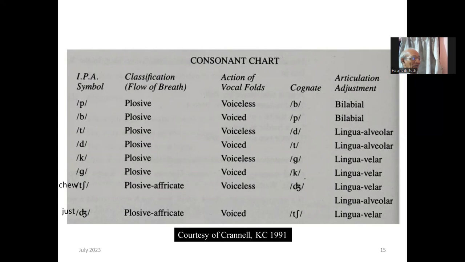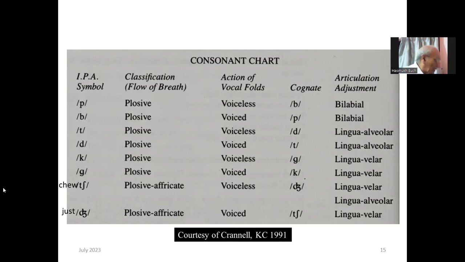Then the D and T part, T and K, like that. And on the right hand side, bilabial, linguo-alveolar, linguo-velar. These are all mentioned. And the symbols are there, which are difficult.